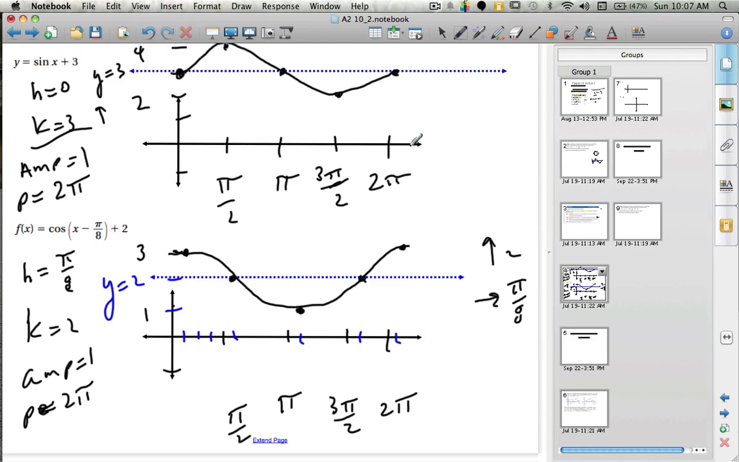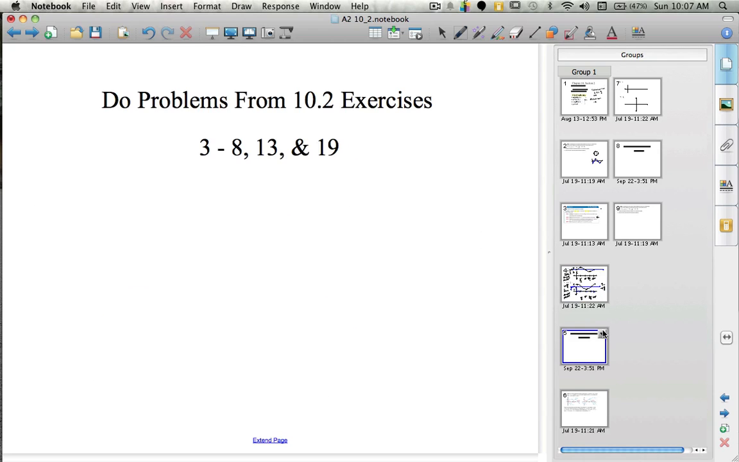Okay, so this is what translations look like. It takes the same basic pattern and you shift it up or down, which moves the midline, and then right or left, which changes your starting point. Okay, but the other processes about splitting things into quarters and all of that, they're the same. So go ahead and practice that. Do problems 3 through 8. That's some matching work. And then graph 13 and 19. And then come on back.